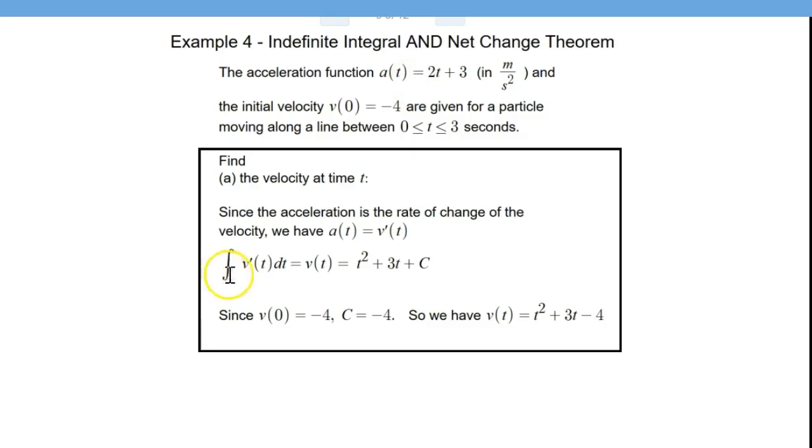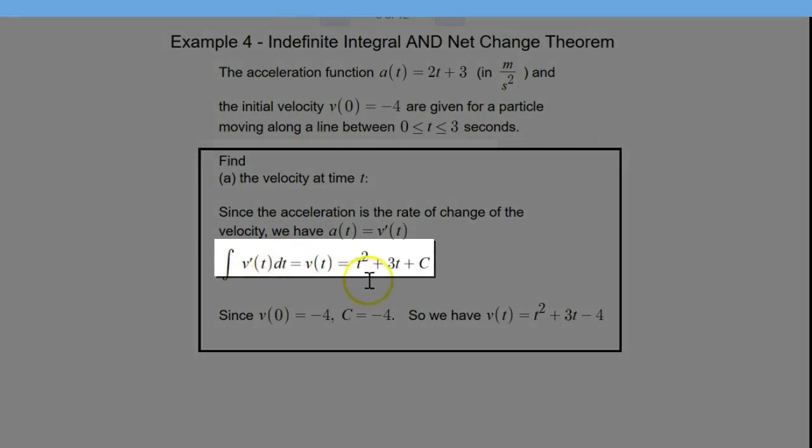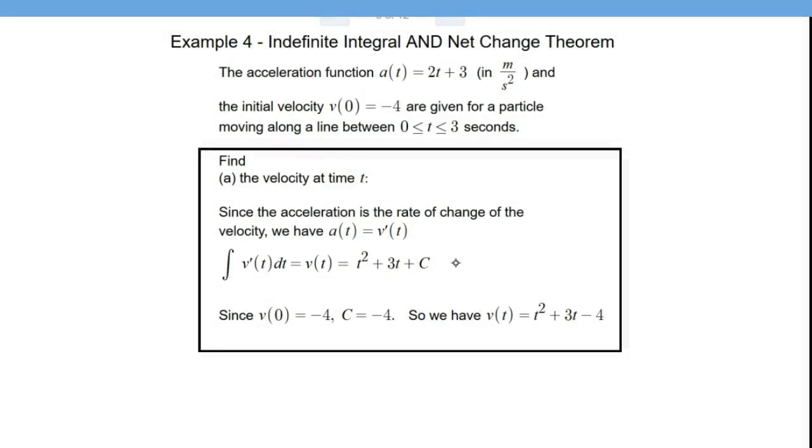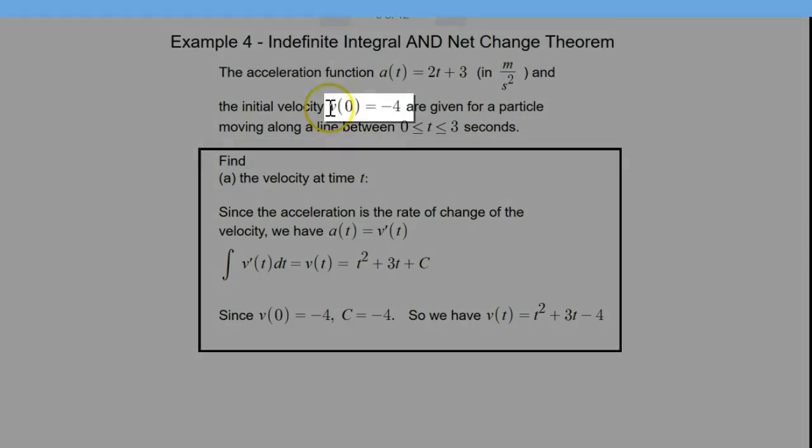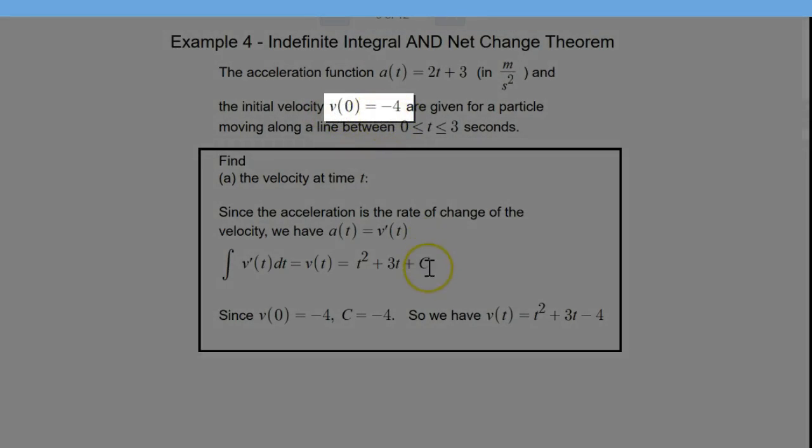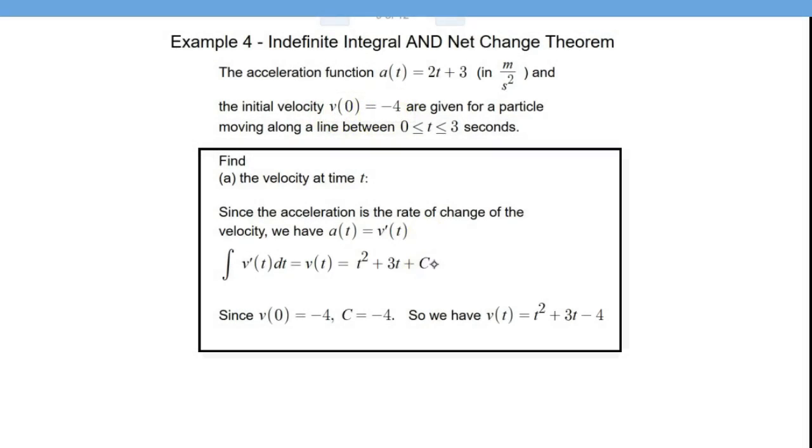So I take the antiderivative and I add the general constant c, and that's just my new velocity function. But I can use this initial value to determine what the real value of c is for this particular scenario. Using v of 0 equals -4, I see that c equals -4. So this is my velocity function.